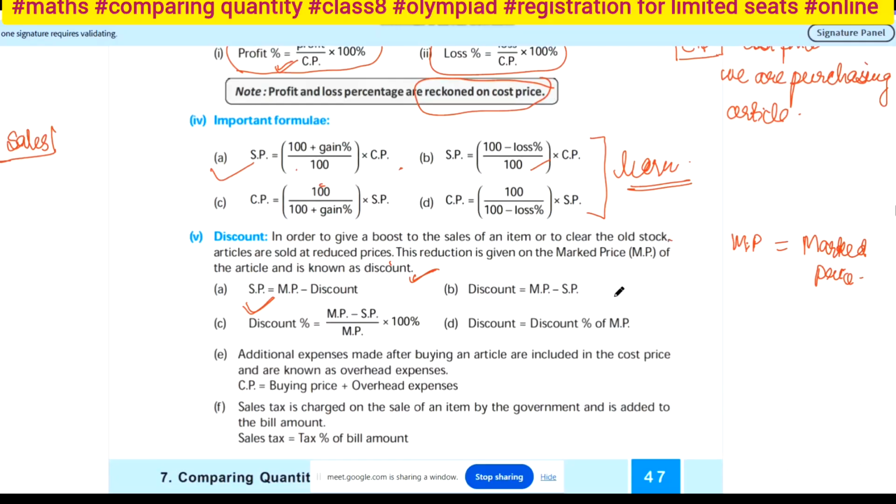So which will be the higher amount? Your MP will always be greater than your SP when you are discussing discount. Keep this in mind. Whenever you are discussing discount, your MP is always greater than your SP. And discount is always calculated on MP, marked price. Discount percentage is always calculated on marked price. Clear? When we discuss more questions, we will see more of the concept background.